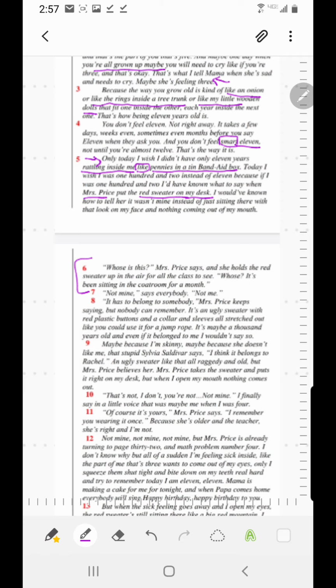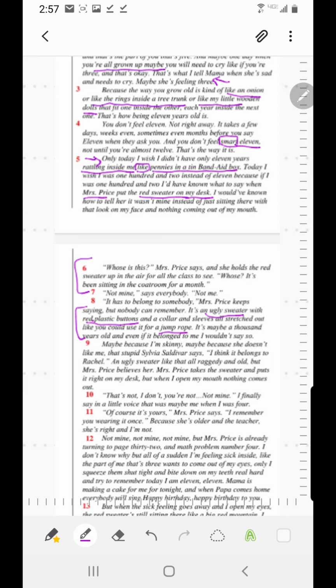Imagery, because she's describing it as ugly. She uses adjectives like ugly, red, plastic, right? And then stretched out like a jump rope. "It's maybe 1,000 years old, and even if it belonged to me, I wouldn't say so." So again, this is a great example of hyperbole. Obviously, she's saying 1,000 years old. That's an exaggerated statement. "Maybe because I'm skinny, maybe because she didn't like me, that stupid Sylvia Saldivar says, 'I think it belongs to Rachel.'"